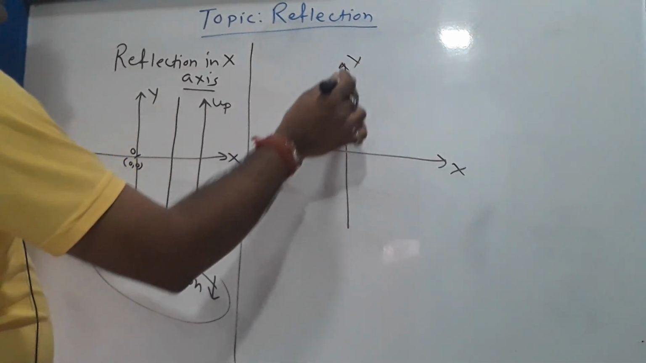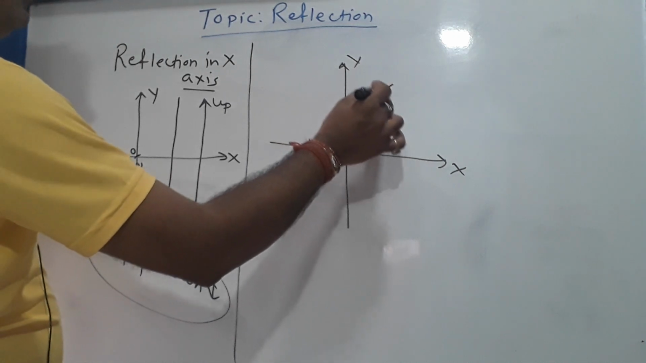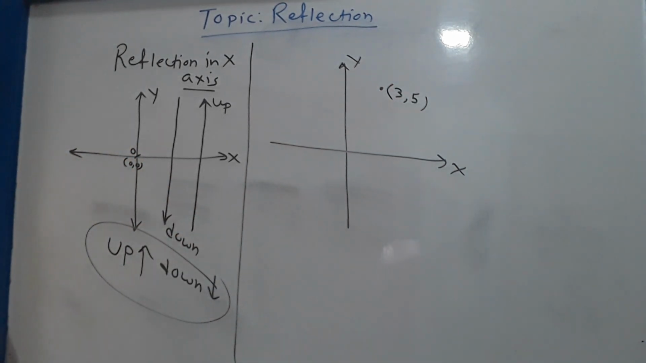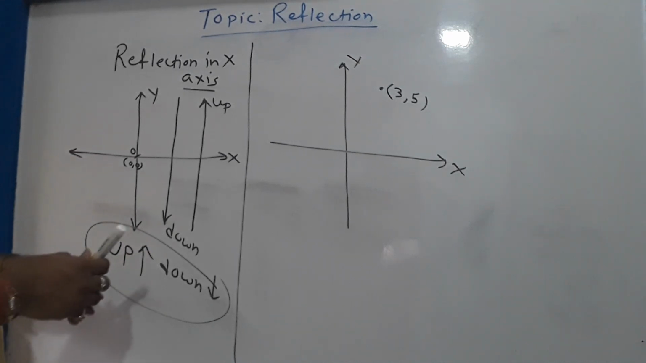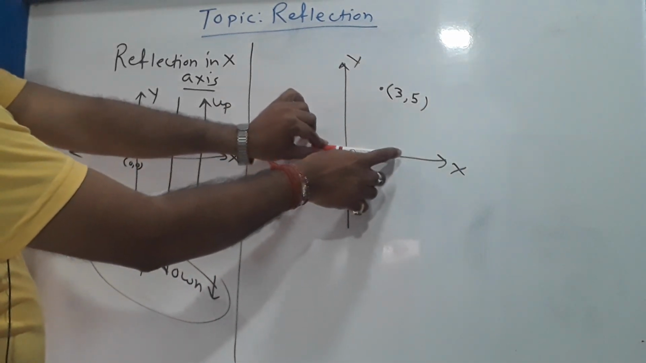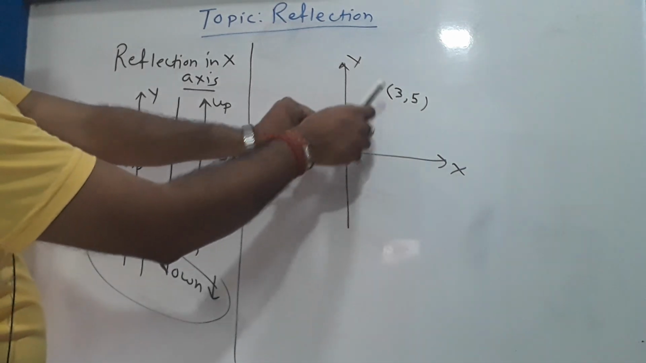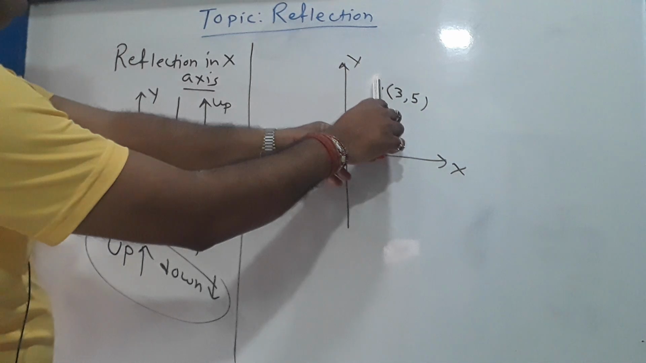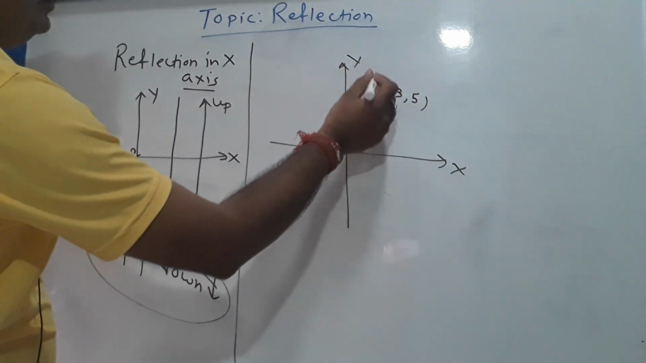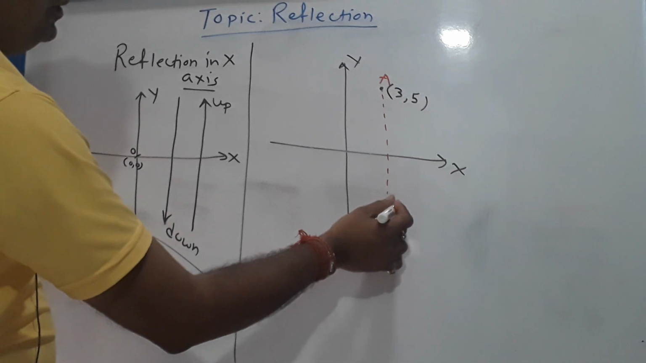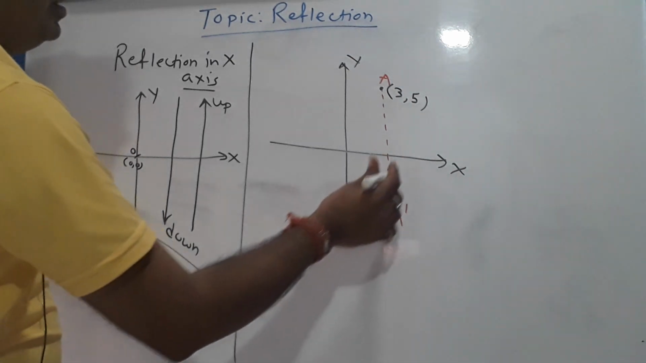X-axis, y-axis. This is the point 3, 5. Take the reflection of this point in x-axis. X-axis is fixed. X-axis is the mirror line. So up will go down. So this point A will come down to A dash.